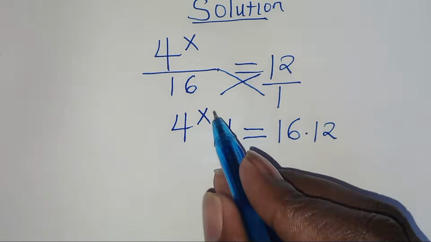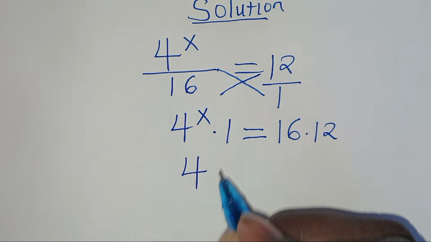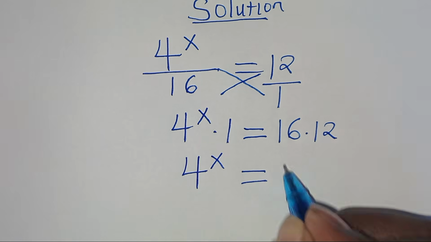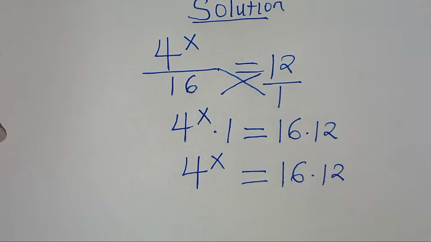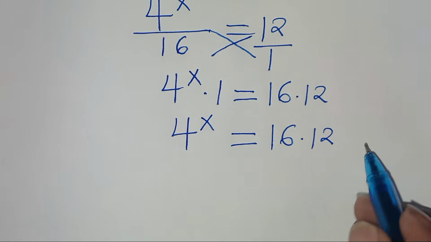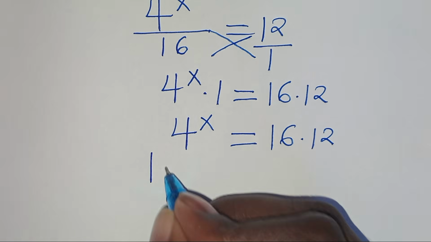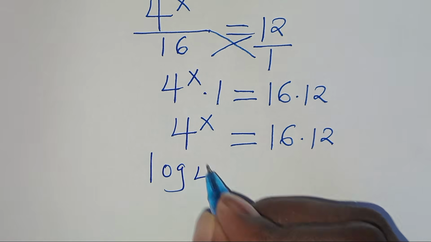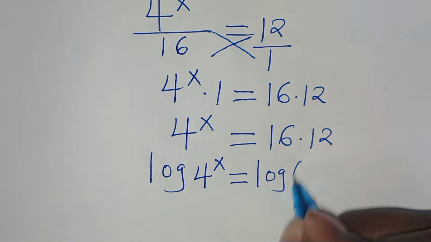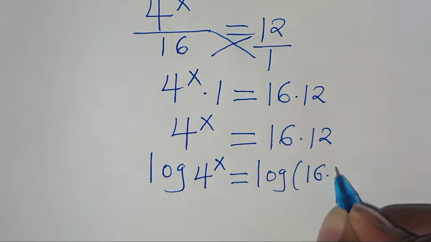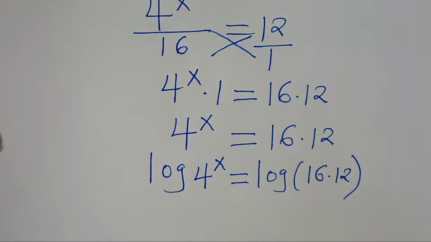So we have that 4 to the power of x times 1 is 4 to the power of x. This is equal to 16 multiplied by 12. To solve for the value of x here, let's introduce logarithm on both sides. We have log 4 to the power of x equal to log 16 multiplied by 12.